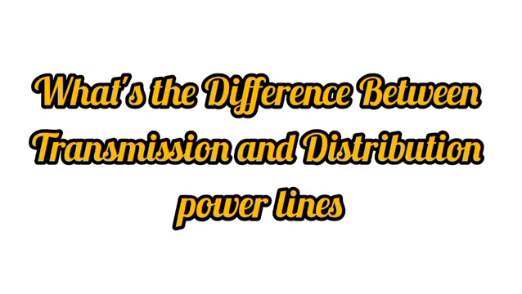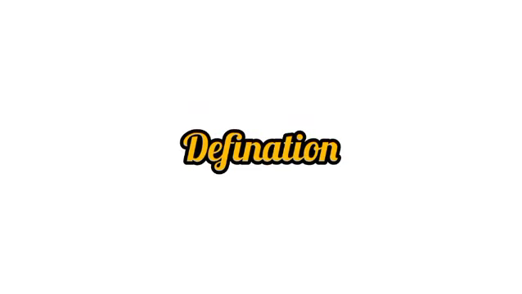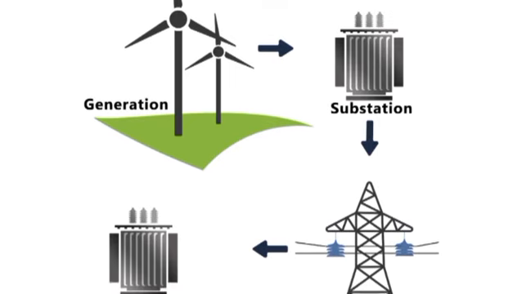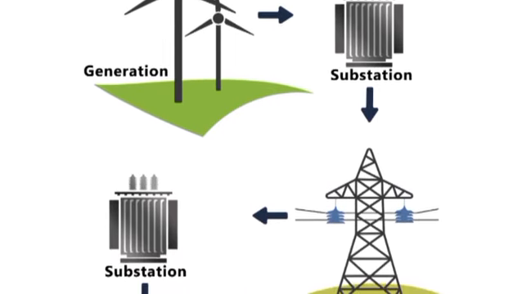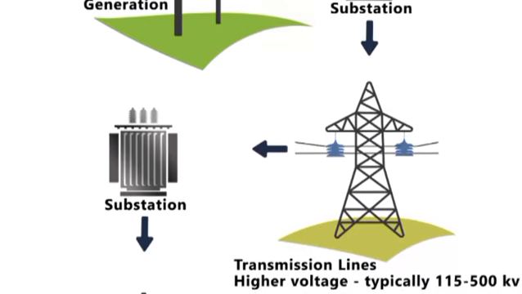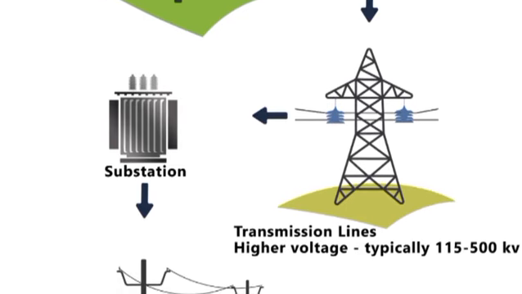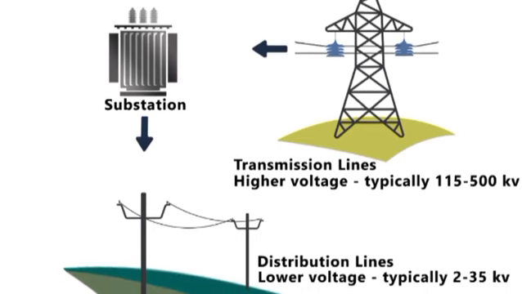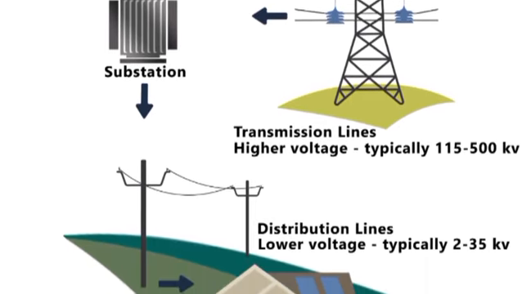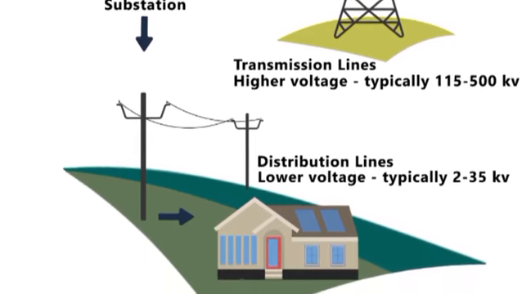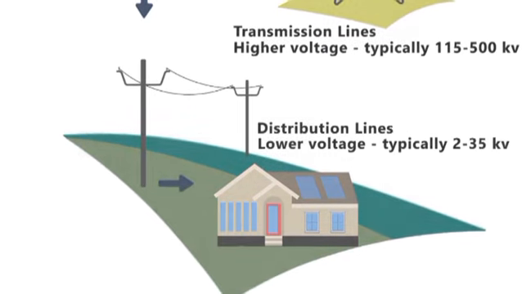What's the difference between transmission and distribution power lines? Definition: utility companies use two different types of power lines, transmission and distribution power lines, for the transportation of electricity. While transmission and distribution lines work together to carry and deliver electricity from power sources to consumers via the energy grid, they serve different functions, and there are a number of key differences between them.